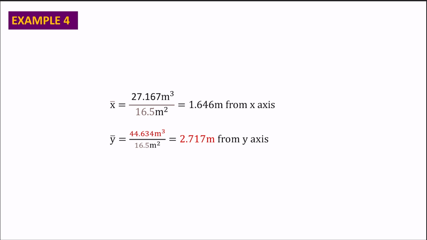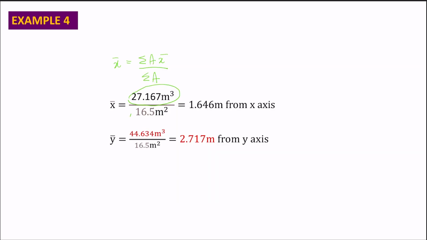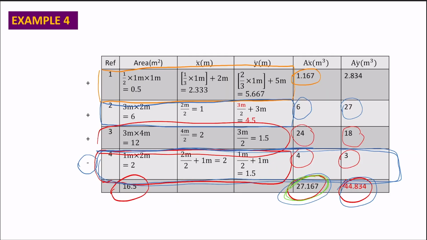Finally, we can calculate the centroid of the whole wall. Calculate the X bar using the formula of total area X bar divide with total area. So total area X bar, get the value from the table and divide with the total area of the wall, 16.5.